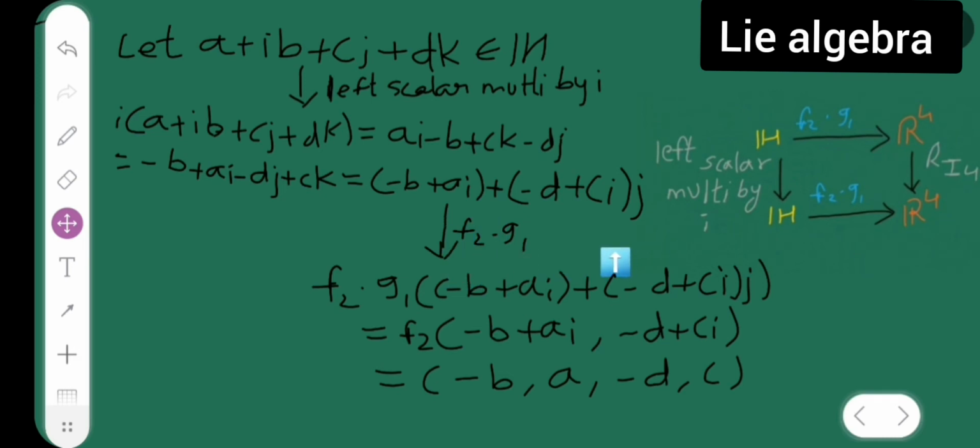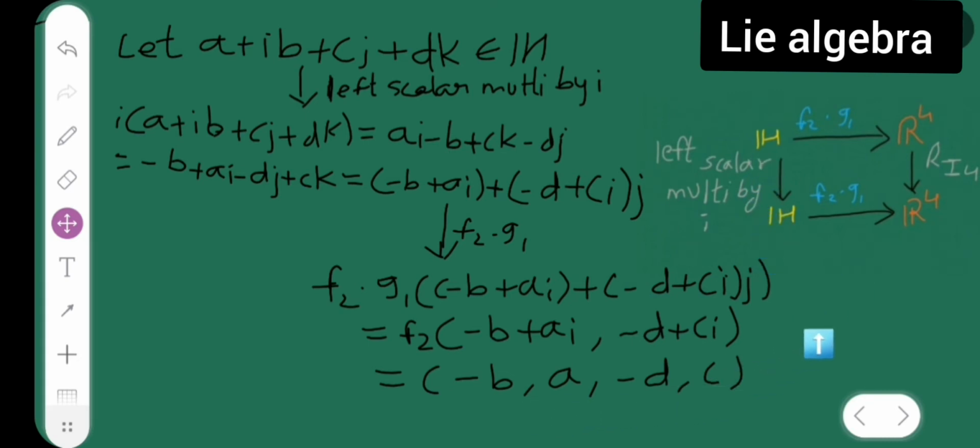Now this goes from what? So I got my H. This is my H part, and then this F2 into G1, I have written it here, F2 into G1 into this I have to do. So now G1 into this is nothing but minus B plus AI comma minus D plus CI. And now this is equal to what? F2 into this, so now this is equal to minus B comma A comma minus D comma C. So I'm done with my path 1 and I got R4 finally.